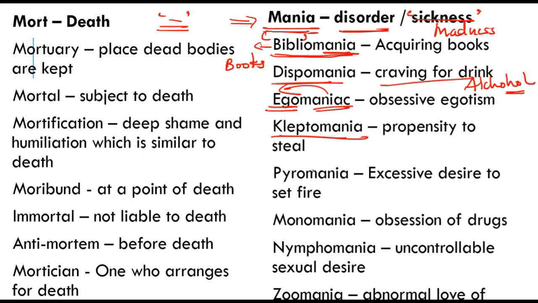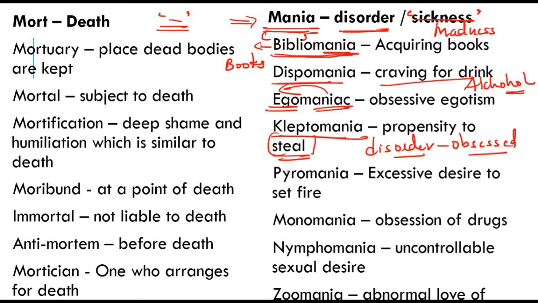Kleptomania. So if you are a person who is obsessed with stealing, you're not stealing because you have an objective, you have a purpose to fulfill. You are stealing because you are obsessed. In other words, it's a disorder. So if you're obsessed with stealing, you're actually called a kleptomaniac.